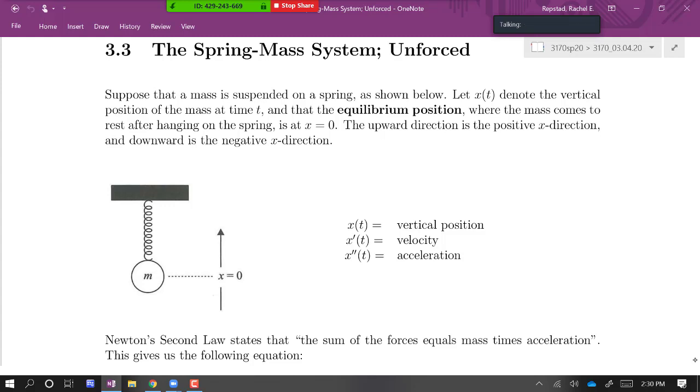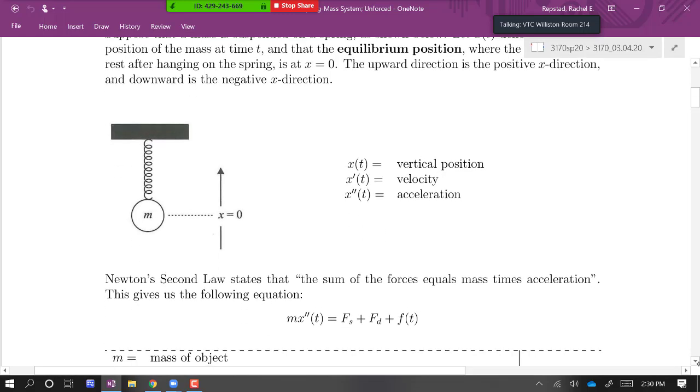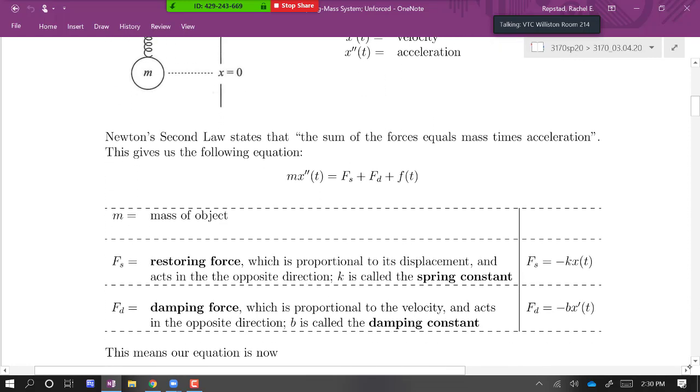So x of t will be the vertical position, and of course its derivative is velocity, and the derivative of velocity is acceleration. And then we use Newton's second law: force is equal to mass times acceleration. When we talk about the actual force, what we mean is the resultant force, the sum of the forces acting on it overall, is mass times acceleration. So mass times x double prime is equal to the sum of these forces.